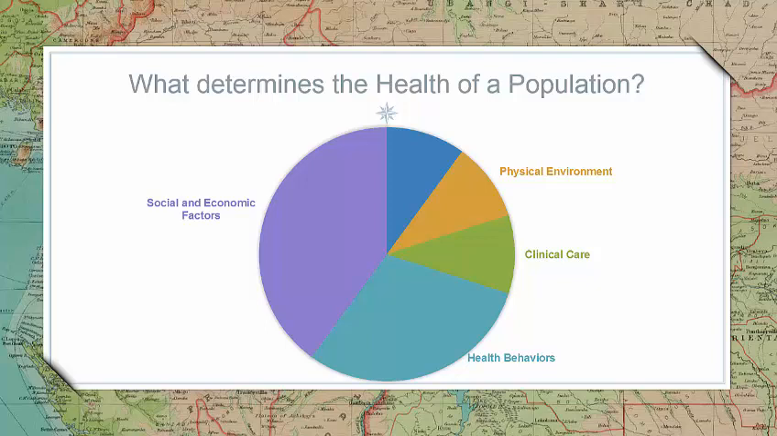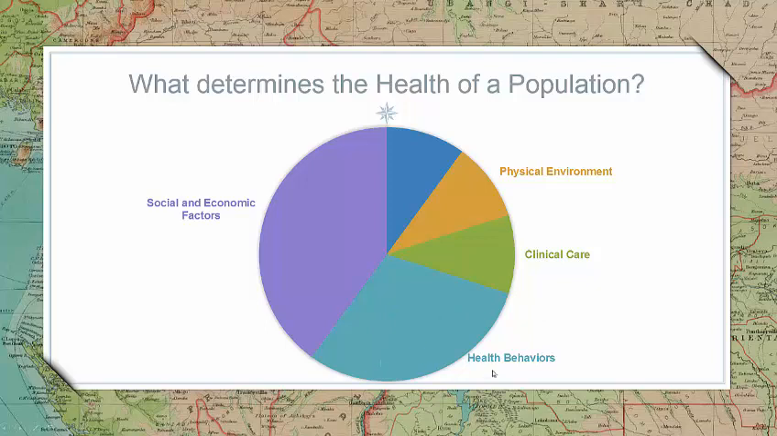So you can see here that there are several components. We have social and economic factors. This is the purple portion. It's located right here. This makes up about 40% of the health of the population. So the vast majority is going to be based off social and economic factors.